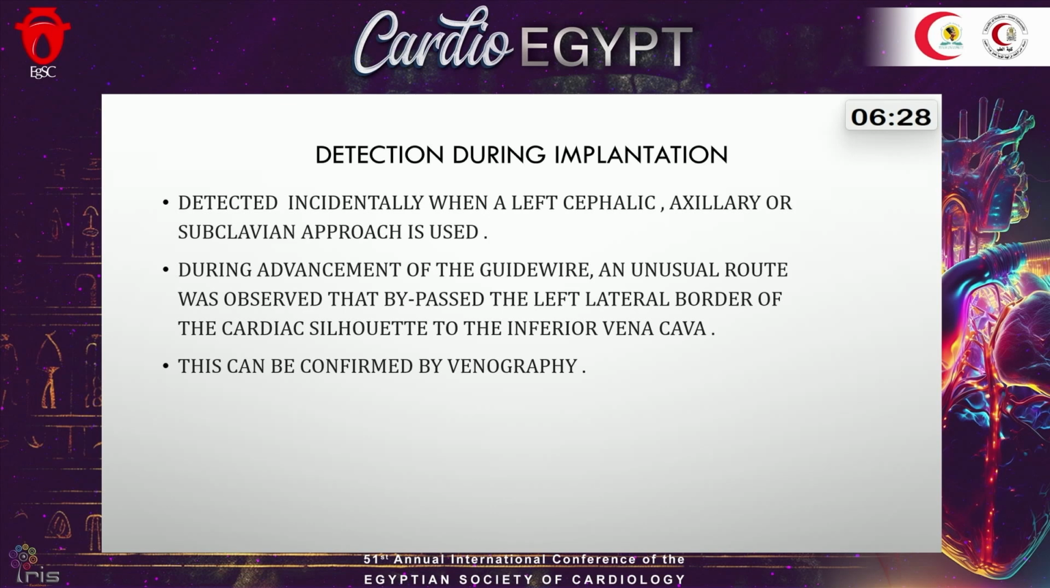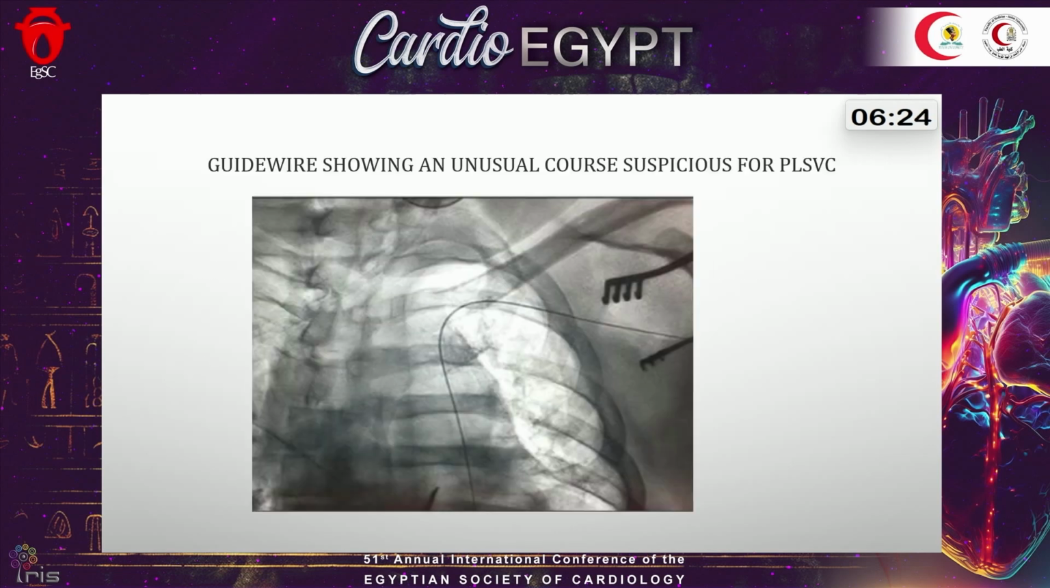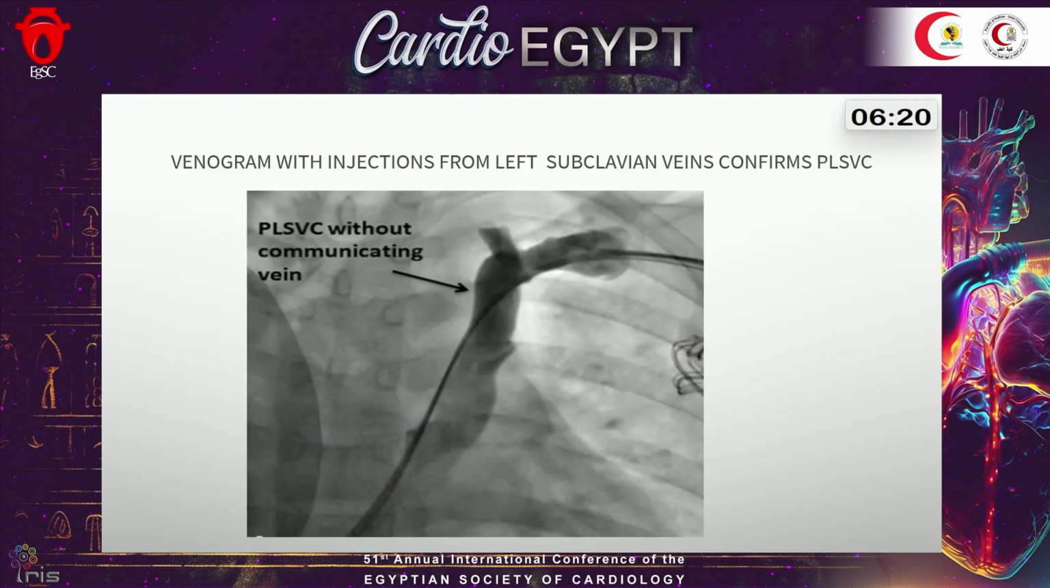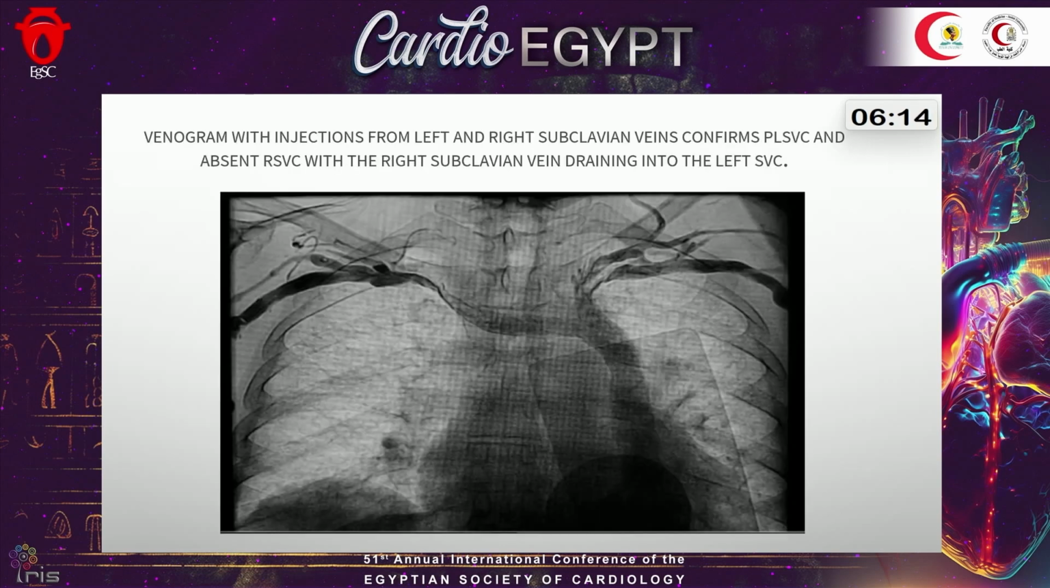Yes, stop and do venography before advancement of the lead. We will find this is the wire. If we do venography, we will find this image. Persistent left superior vena cava without communicating vein. This is the type 2, that's what I said.